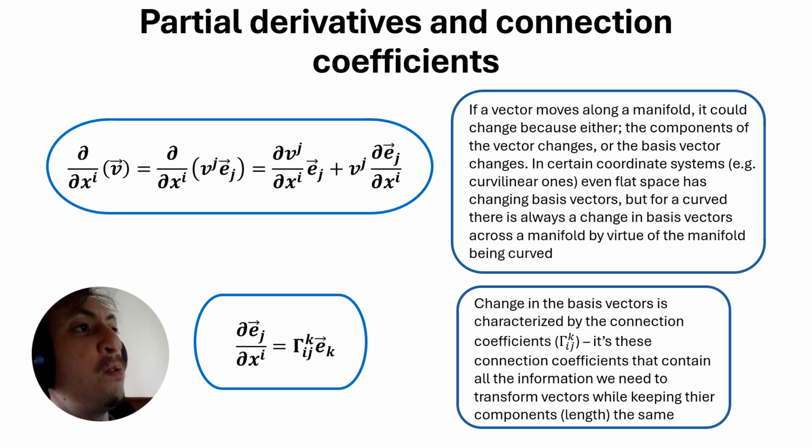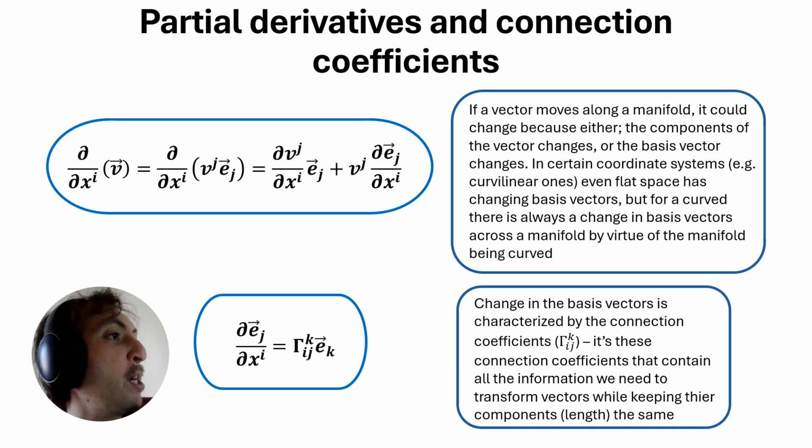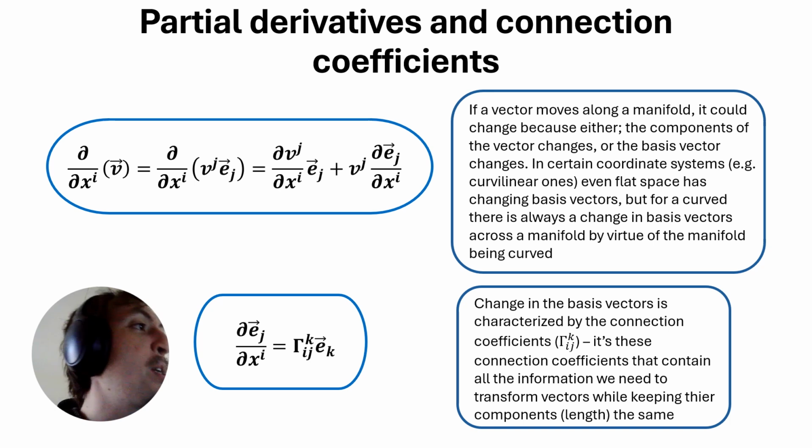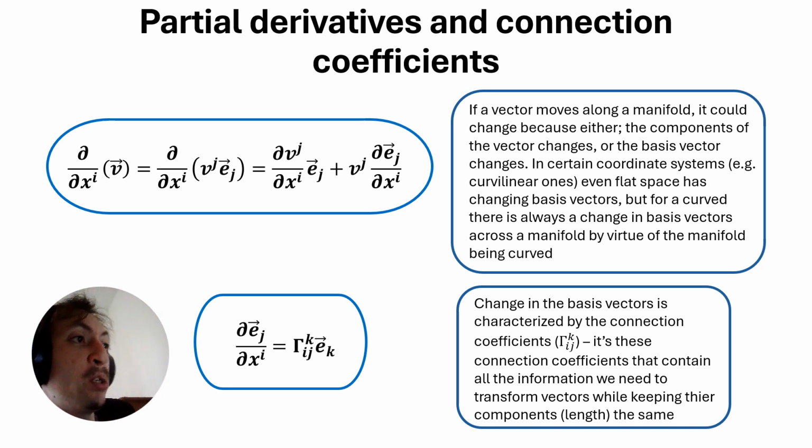So, we've introduced the connection coefficient, and we said it's related to curvature, so how our basis vectors change. But what we haven't done is actually given some kind of notion of a gradient that can describe how our vector is changing.